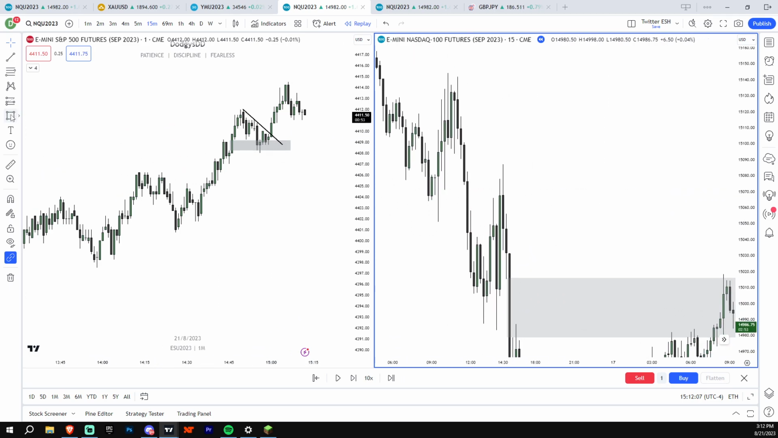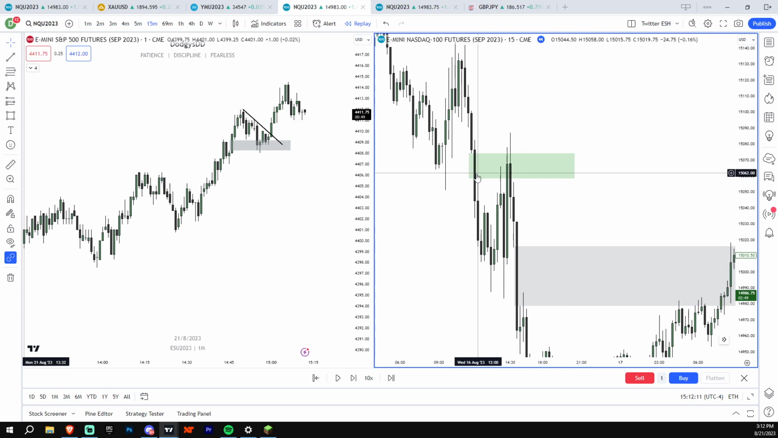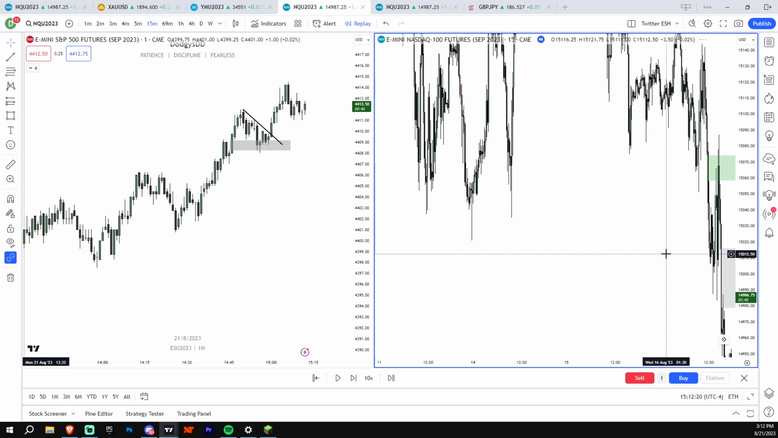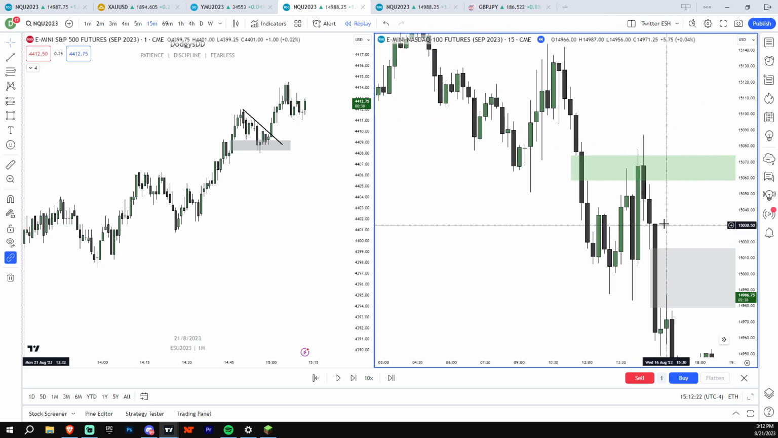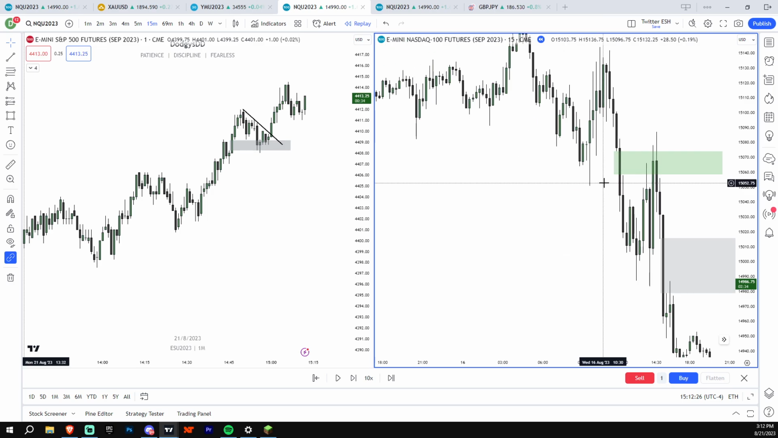Same thing with like this. This one, there's no respection of it here because we never even wicked into it. And this is our first time going into it. And if we haven't gone into the fair value gap yet, and we haven't hit some giant low or something like that, okay, I'll just draw this out and see how it's respected.